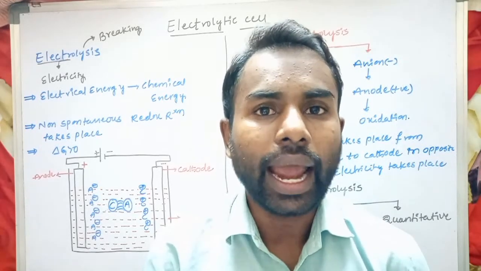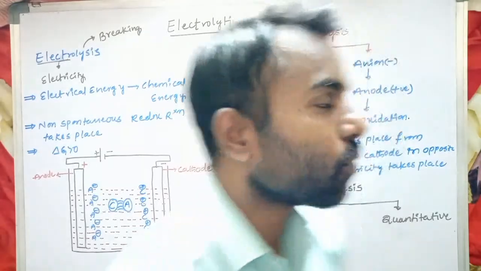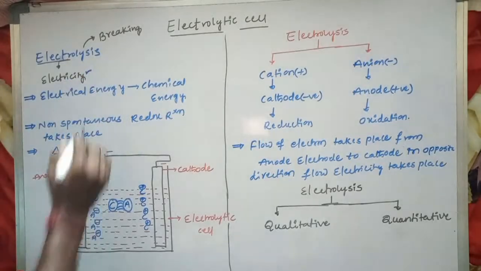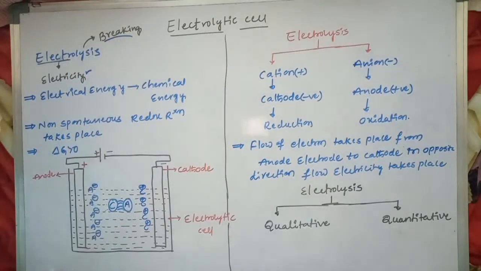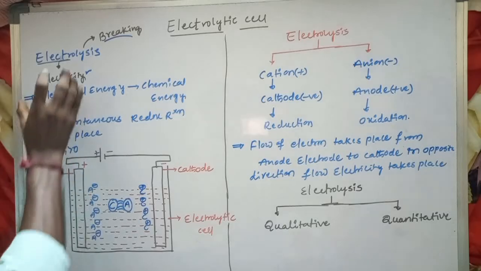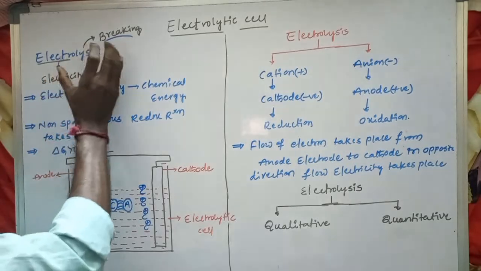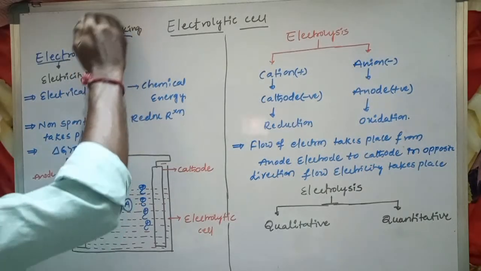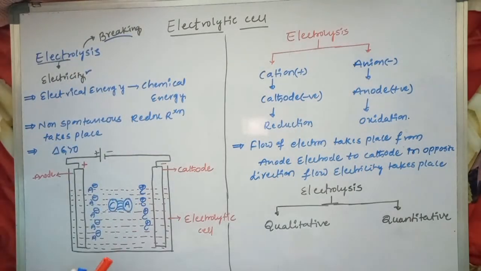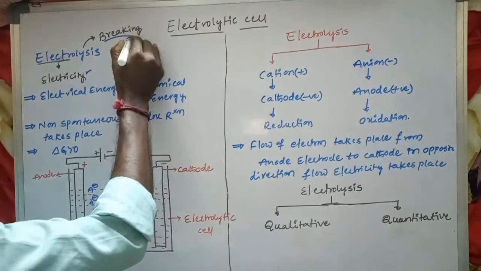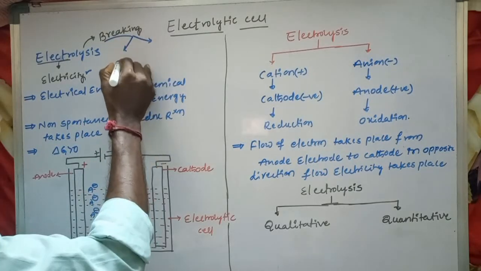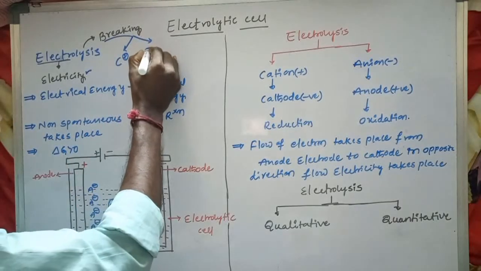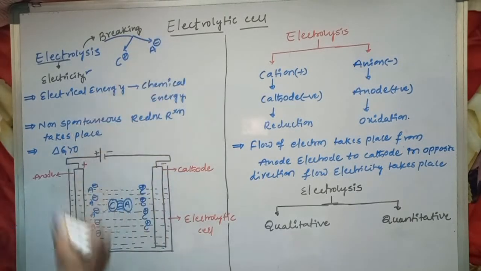Here also, in electrolysis, electro means electricity and lysis means breaking. It means when you pass electrical current through the electrolytic solution, the compound undergoes decomposition. By undergoing decomposition, it produces ions. The ions are cations and anions.